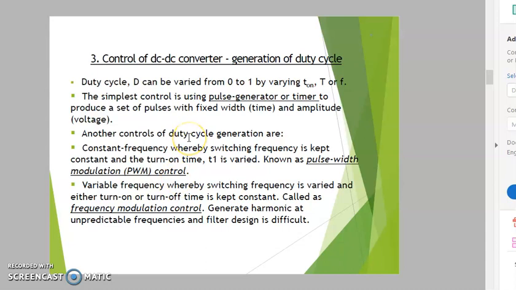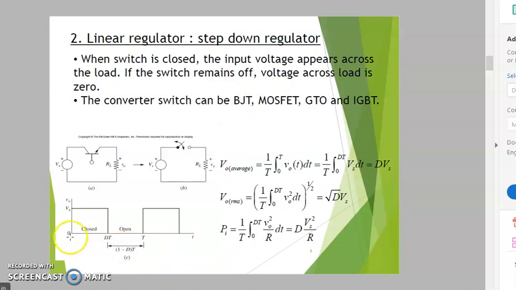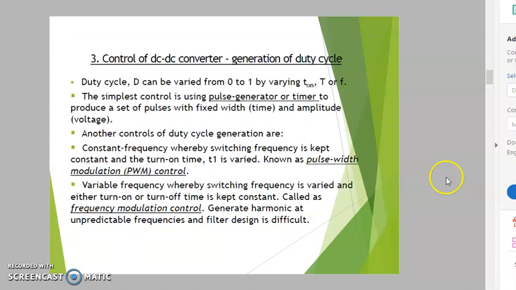So in terms of control of the DC converter using the duty cycle approach, the duty cycle can be varied from 0 to 1, meaning from 0 to the full cycle of the process. The simplest control uses a pulse generator or timer to produce a set of pulses with a fixed width and amplitude voltage.